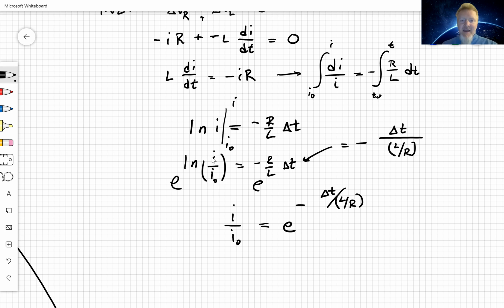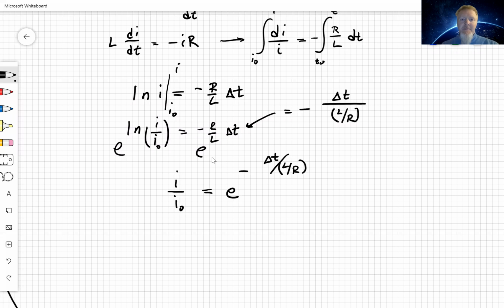Like that. And that means that my current as a function of time is this exponential. And this looks a lot like the capacitor did, right? So I as a function of t is what it started at, its initial value, times this dying exponential with a time constant in it like that.